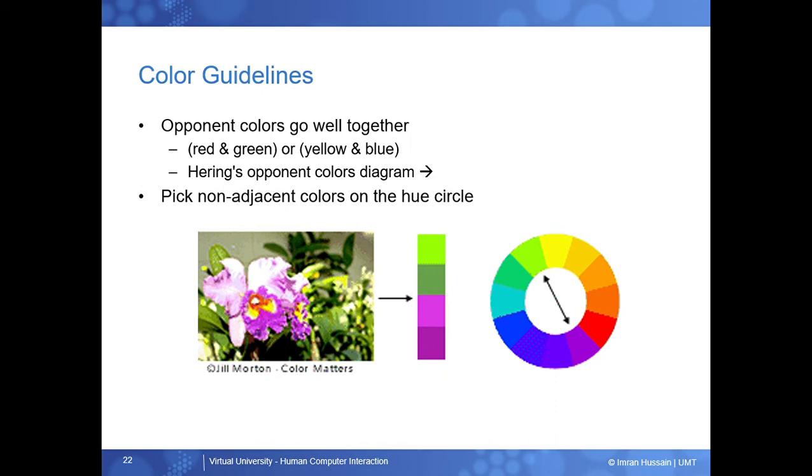Okay, so pick non-adjacent colors on the hue circle. You can also add one more color.